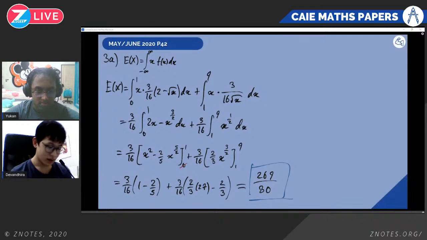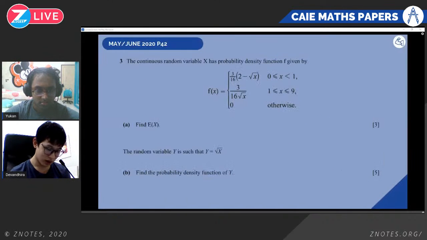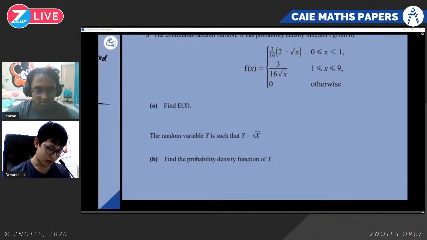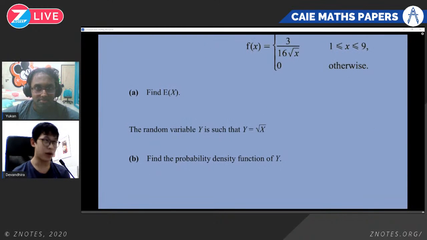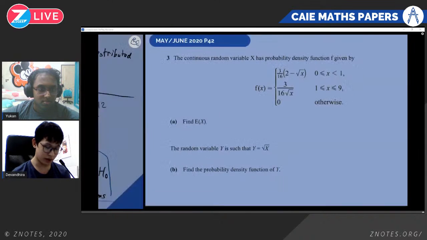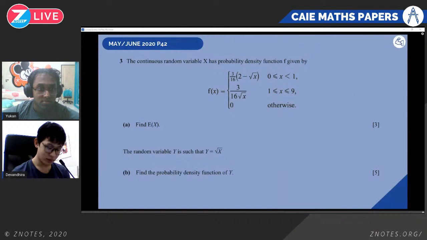Right. So I guess this is quite straightforward. So let's go for the next question. The next question is quite harder. The random variable Y is such that Y is equal to root X. Find the probability density function of Y. Sure. So how do you find the probability density function of Y? What's the strategy here, Yugen? Oh, I always struggled with these kind of questions. Oh, you always struggle. Okay, I'll show you.